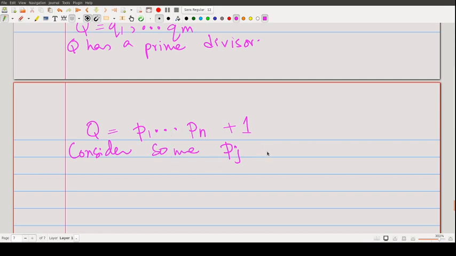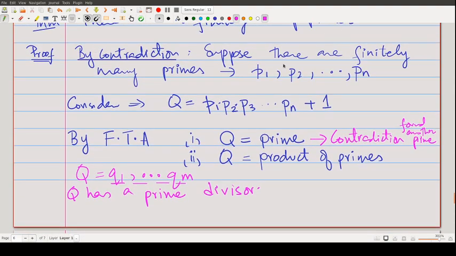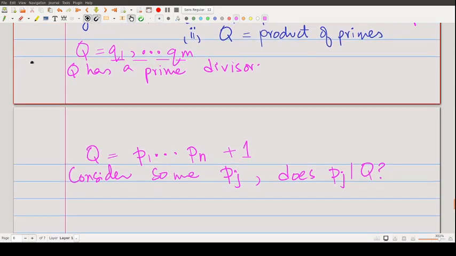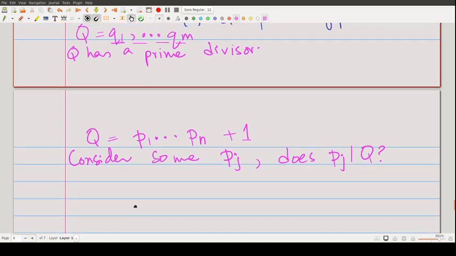Okay, and so the question is, does pj divide q? And the reason I'm taking from this list is because I can't make other prime numbers. These prime numbers can't be from anywhere else, they have to be from this list, because my assumption was that I have listed down all the possible primes. And so I have to take some prime from this list and show whether it divides q or not.